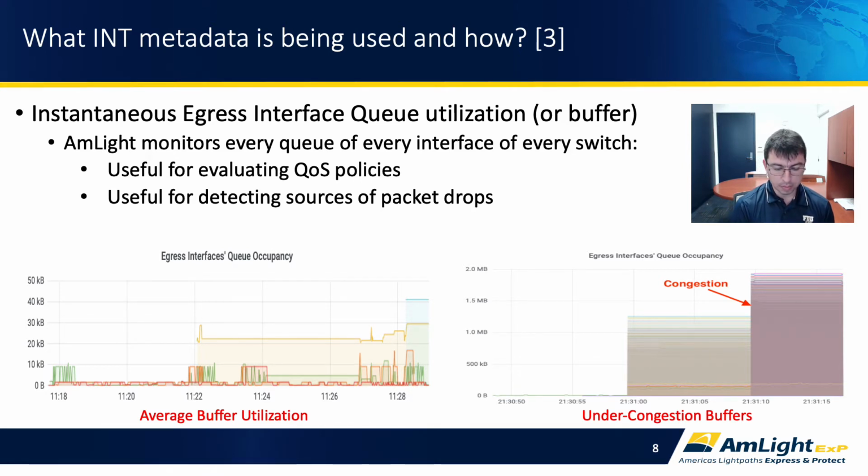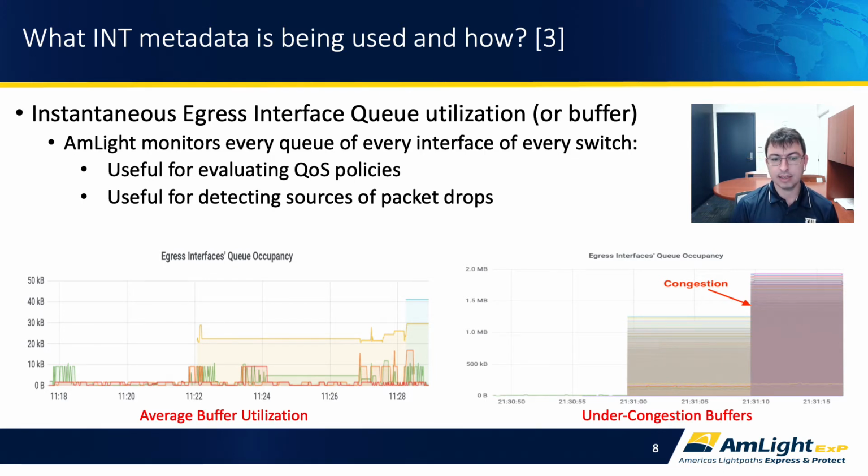Since the packets that are dropped, those are the packets that could not make it to the queue because that queue was full or that buffer was full. So this picture on the left side on the bottom shows the average buffer utilization of this switch when there's no congestion. You can see that the buffer is using 10 kilobytes, 20 kilobytes, 30, 40, 50 kilobytes. It's just a few kilobytes of buffer utilization. But then you have an under congestion moment where you see that one specific buffer was being used by almost 2 megabytes of packets that were in queue waiting to be serialized out of that switch, out of that interface.